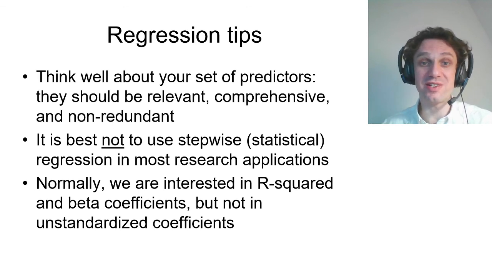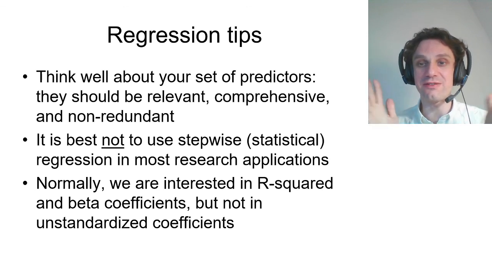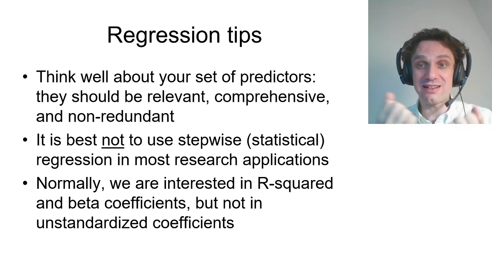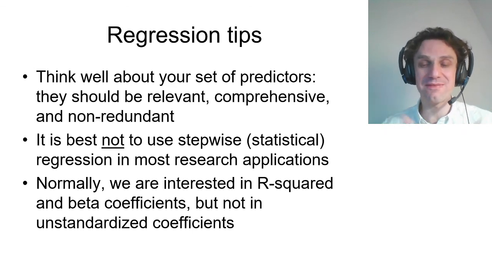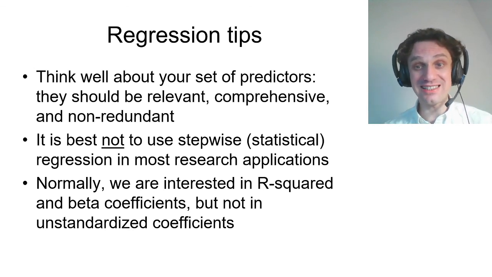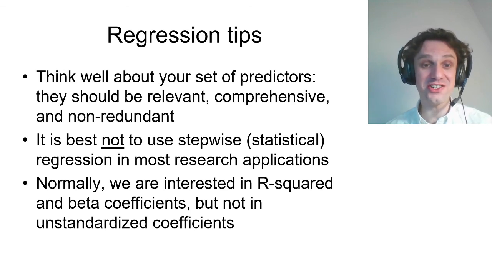And our set of predictors should not be redundant. There should not be variables that are very strongly correlated, and there should not be variables that are measuring the same thing. So if you have three different questionnaires for anxiety, for example, it's better to just collapse them into a single dimension, a single factor, and then use it in regression. Statistical regression is best not to use in research.